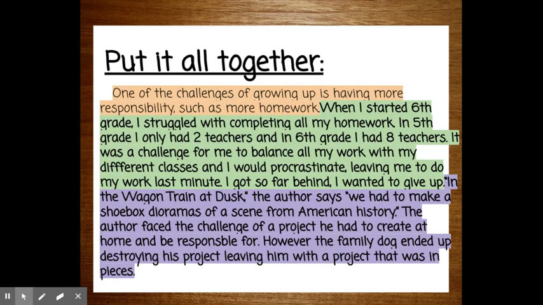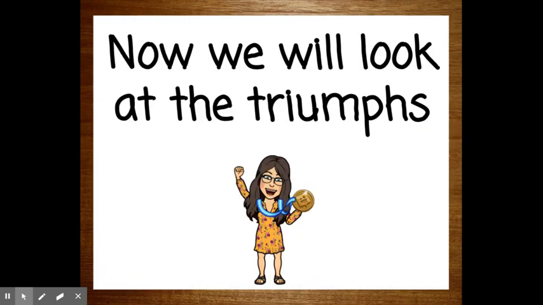So now I'm going to put all these things together. I have my intro statement, which is in that orange color. Then I have my connection to the text in that green color. And then I have an example from Wagon Train in that purple. And so I put it all together and I come up with a very nice paragraph explaining the challenges of growing up. And then I show that I can connect with the text. I'm not going to read this out loud, but if you would like to read it, just pause the video and then you're able to read it.